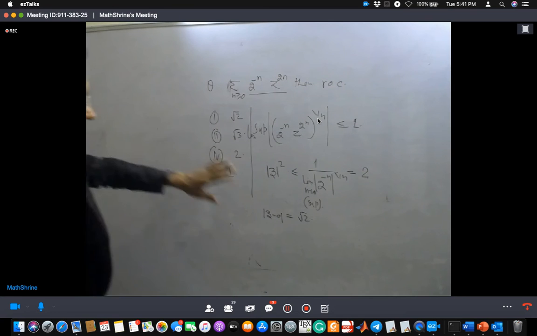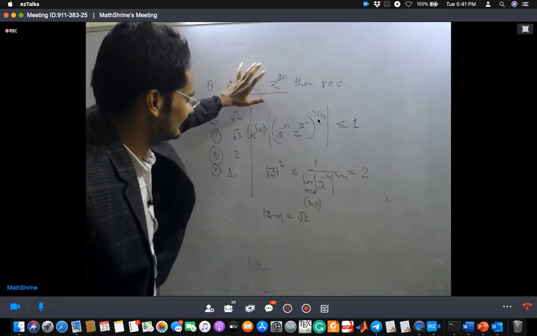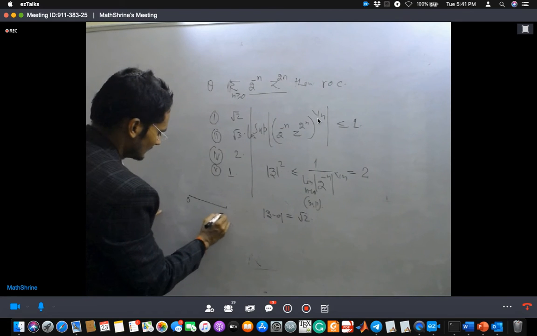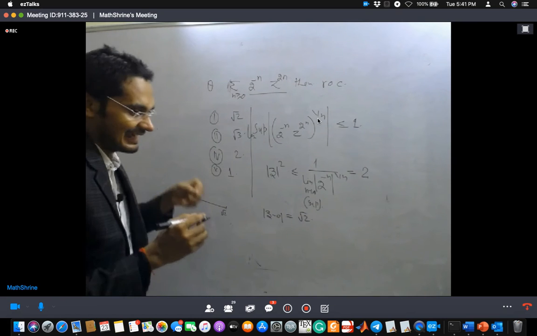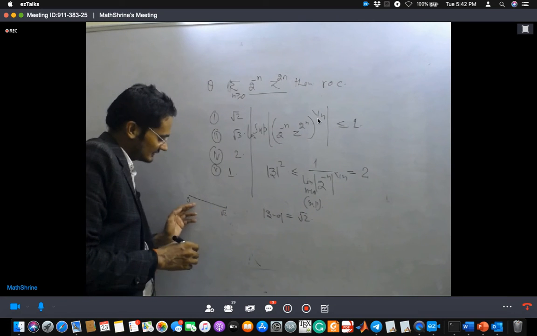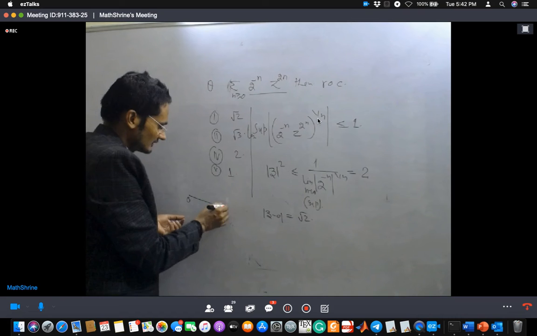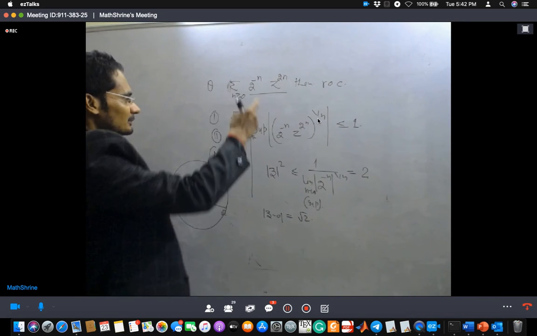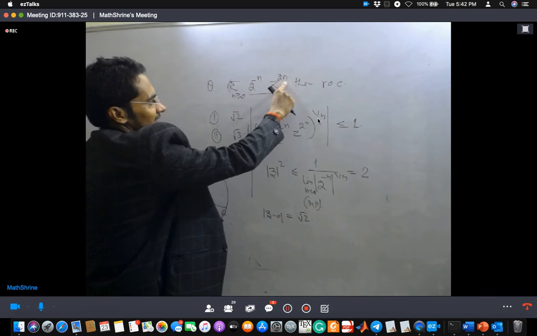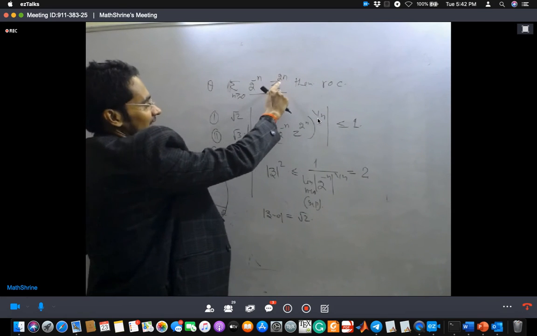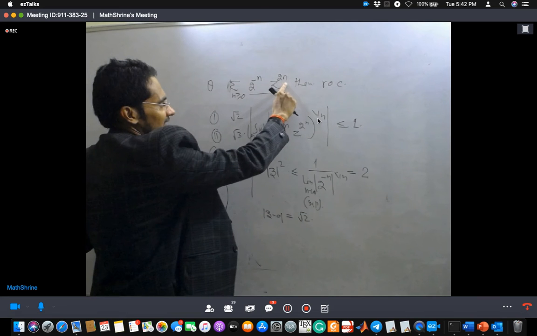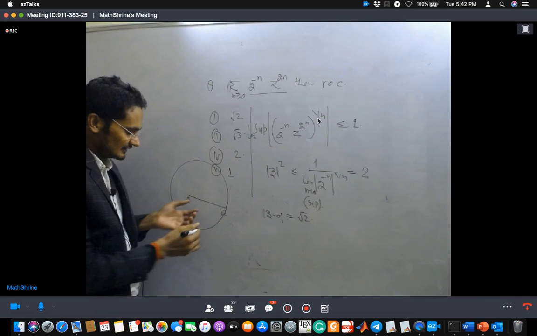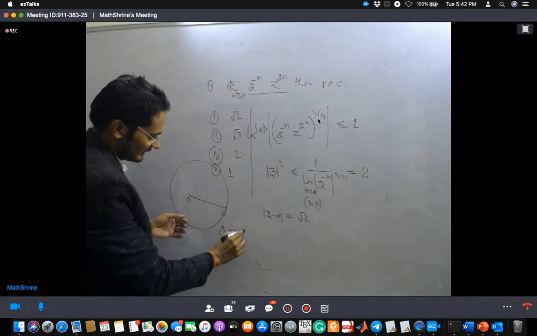This implies that this is a series with center 0 and radius root 2. So the first singularity occurs at a distance root 2. There are slight changes: in the beginning I had z power n, now I changed it to z power 2n. So the radius of convergence is right. This is a disk with center 0 and radius under root 2.